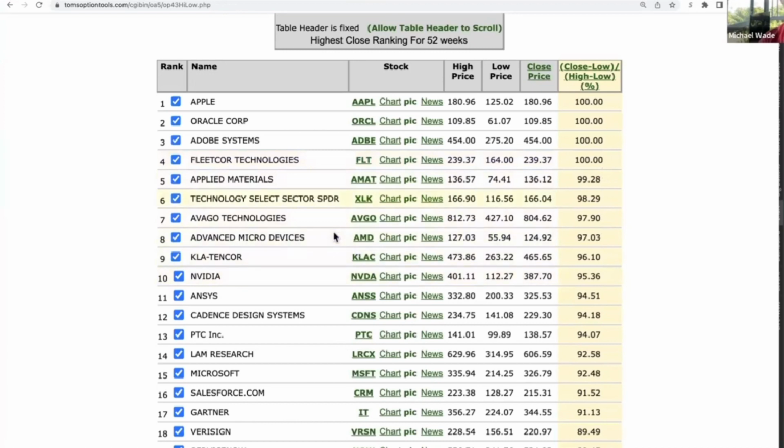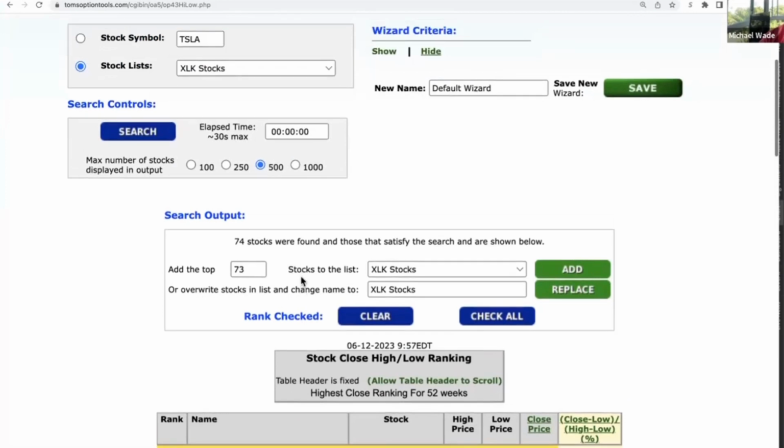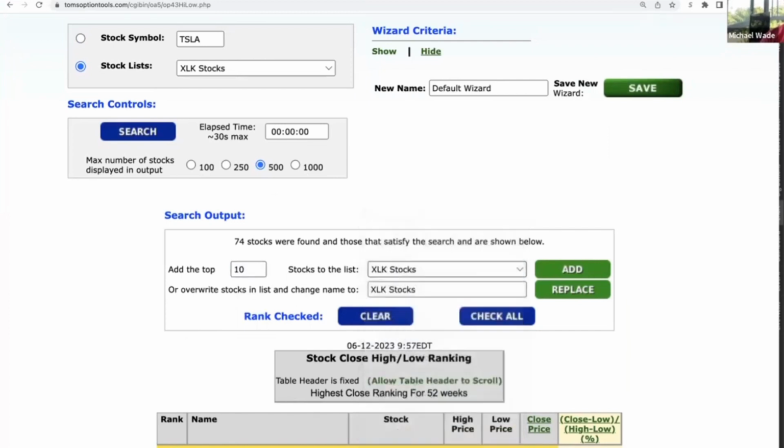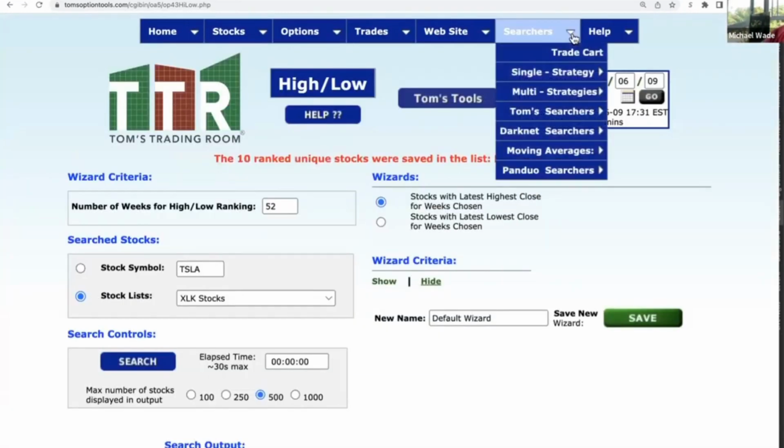So why don't we take the top 10 of these, from Apple all the way to NVIDIA, and we save them in the holding list that you can't change the name of, called My Stock List. And now I'm looking at the 10 stocks that are at or very close to their annual highs currently. I put them in my stock list, and then make it simple on yourself.